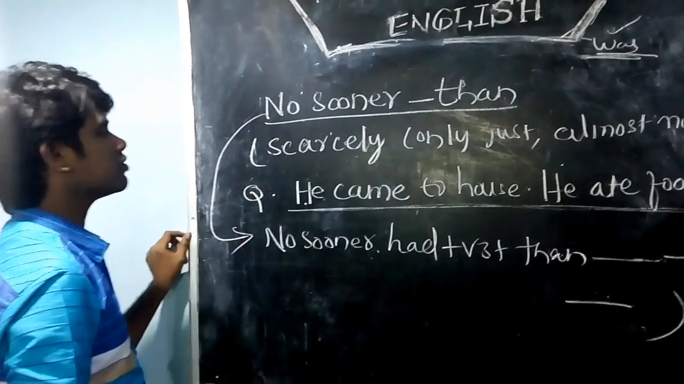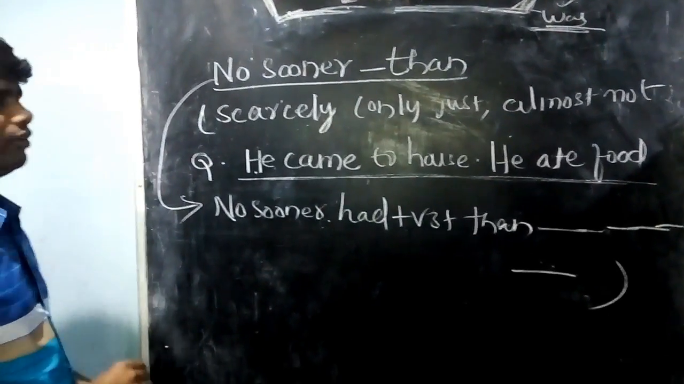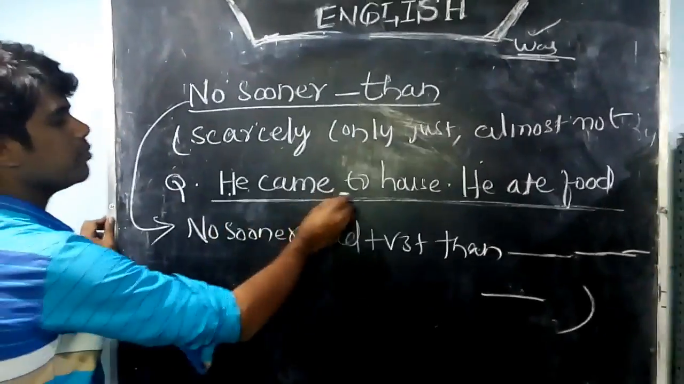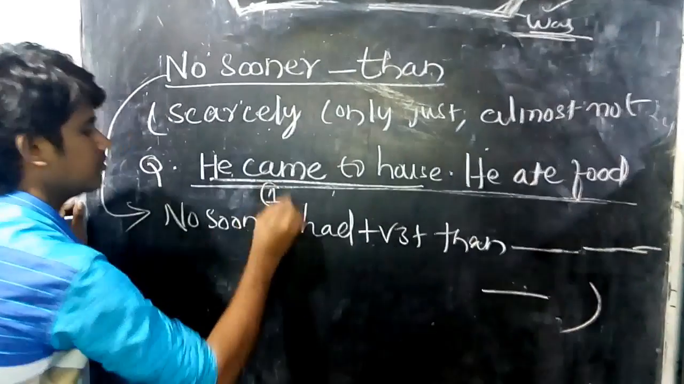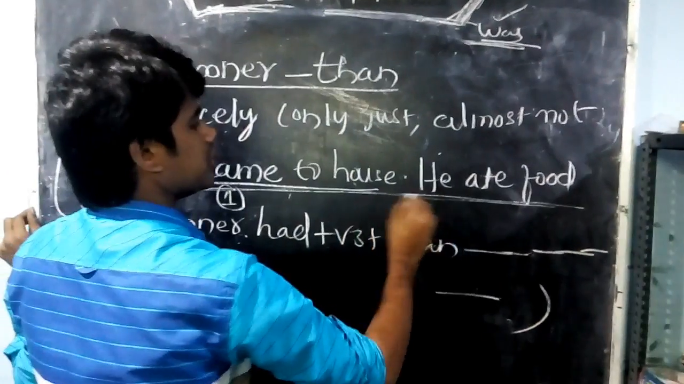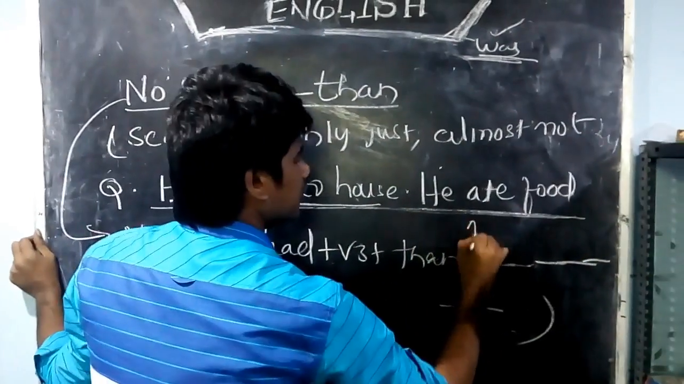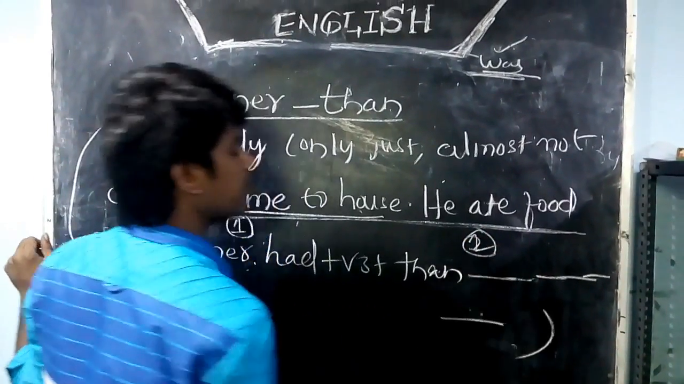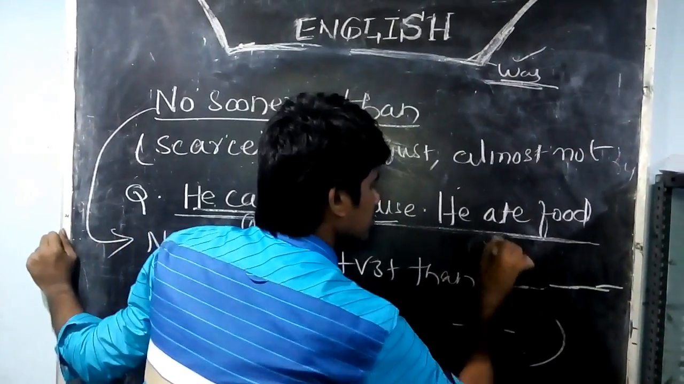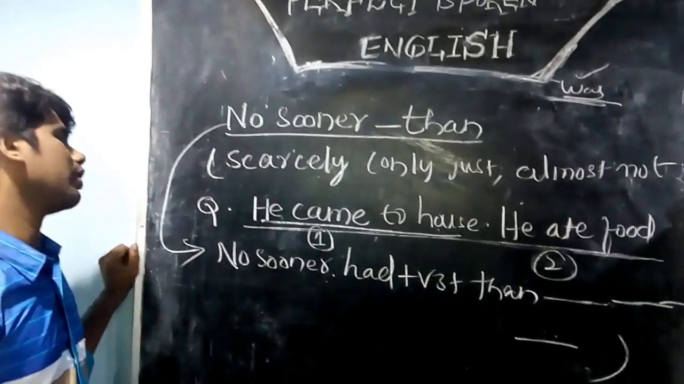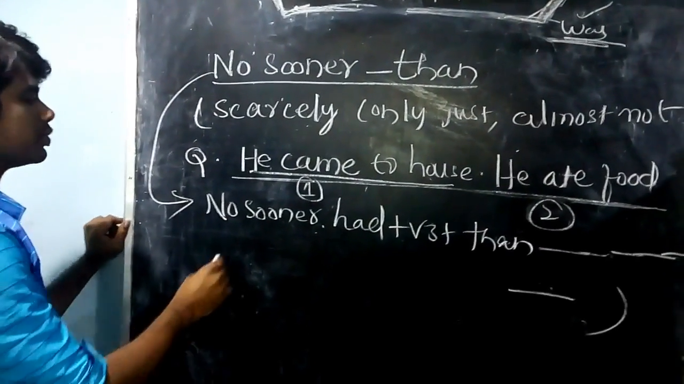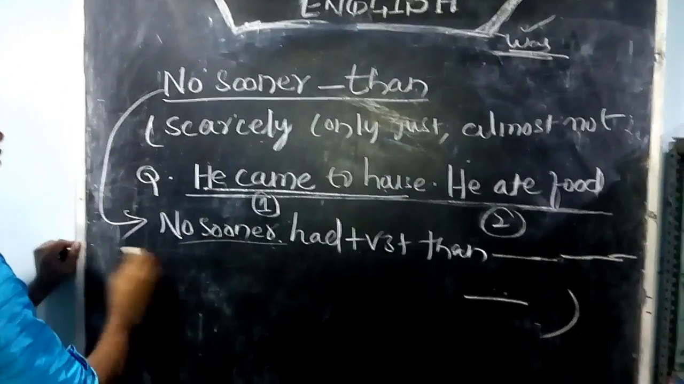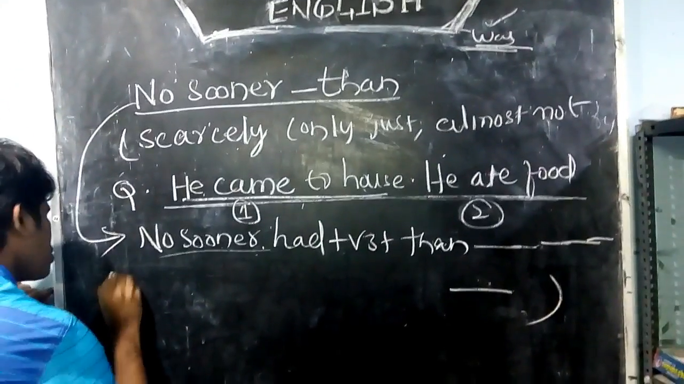So no sooner than means first we have to decide which action was completed. He came to house: this is the first completed action. And this is the second completed action. So we have to use no sooner before the first completed action.